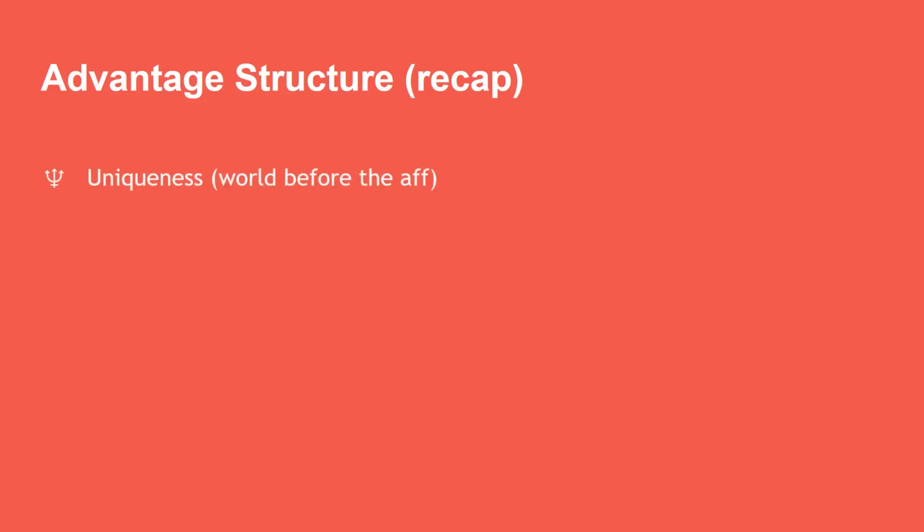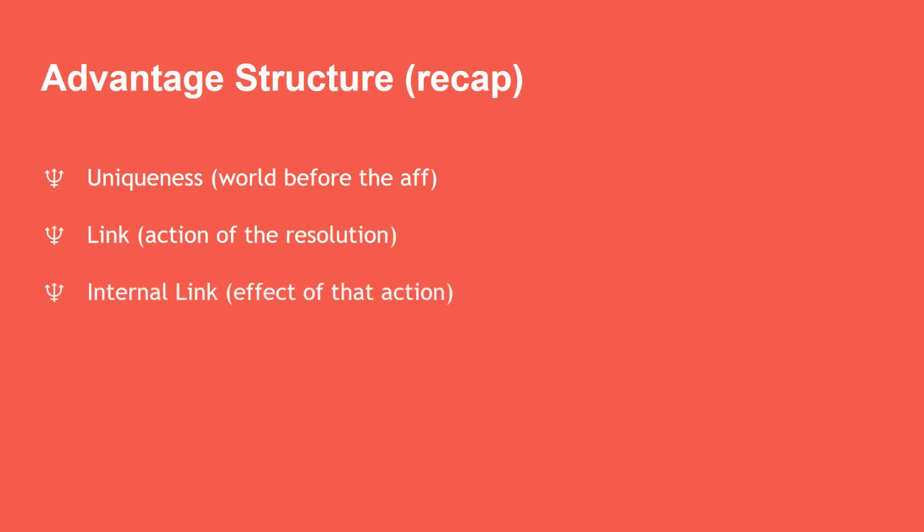The first being the uniqueness, which is a description of the world before the plan happens, before the AF does its thing. The link, which is a description of what the AF does. The internal link, which is what happens after that. And the impact, which is the measurable consequence of that action, of that internal link.